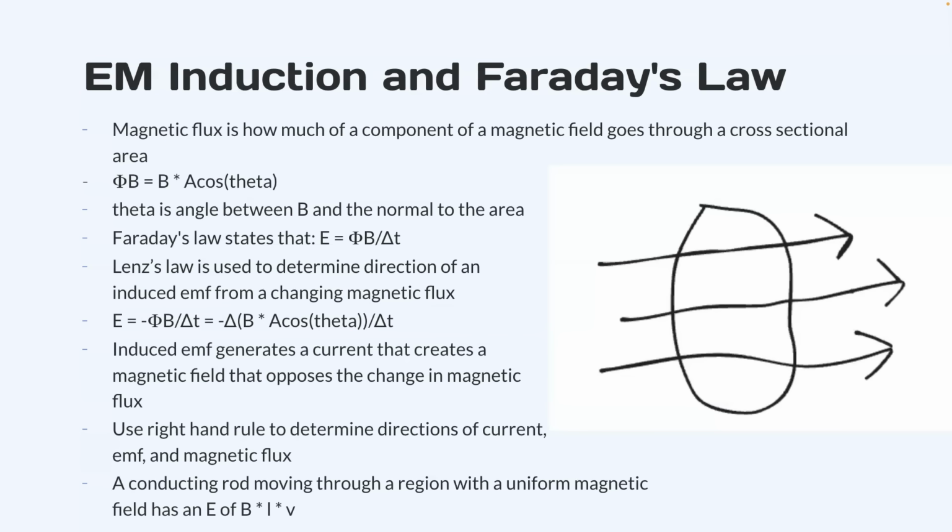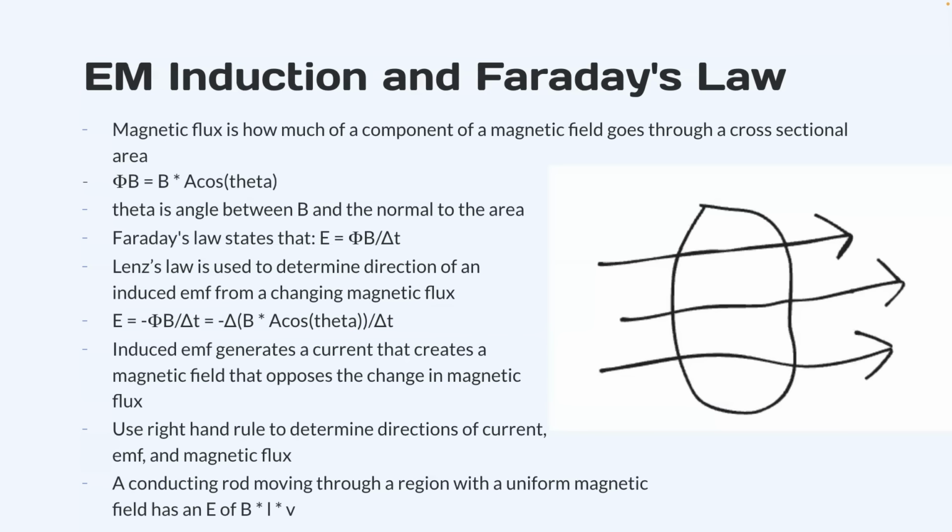So essentially, E is equal to the minus change in flux over time, which is equal to the minus change in B times A cosine theta over change in time. The minus sign indicates that the induced EMF generates a current that creates a magnetic field, and that magnetic field opposes the change in magnetic flux. So that magnetic field has to create a force that opposes the change in flux.